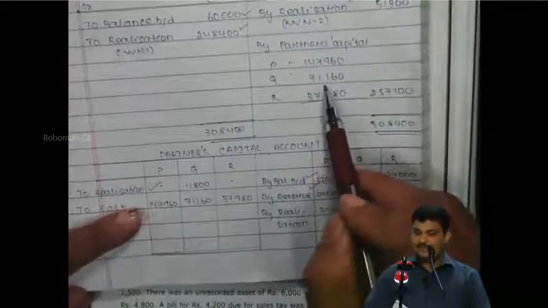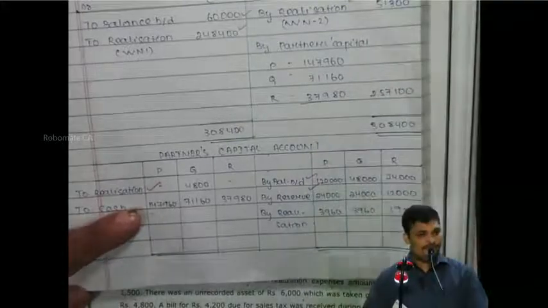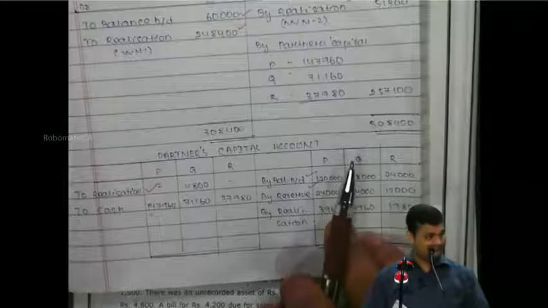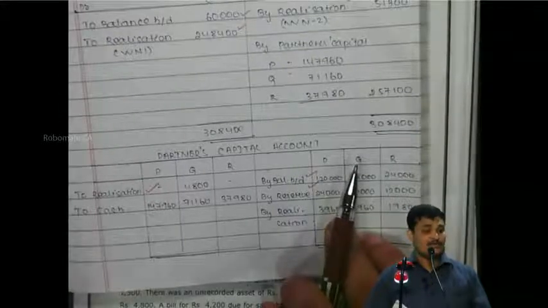1,47,960, 71,160, 37,980. Everybody, the question you have individually solved at your place was an examination question. You are through with that particular 16 marks. So easy.